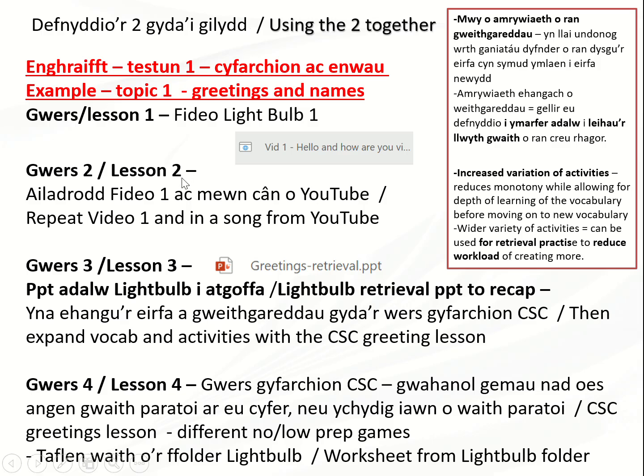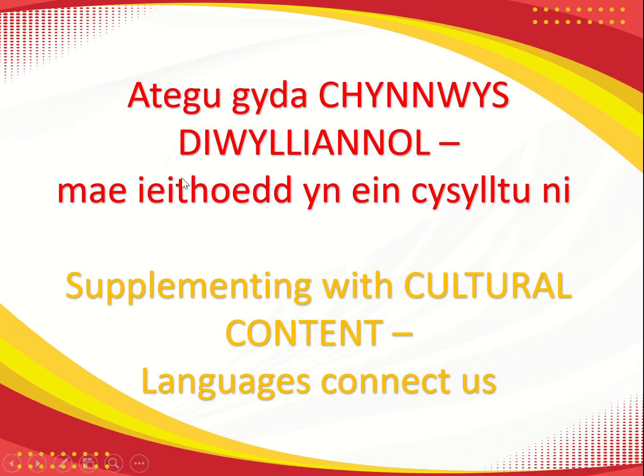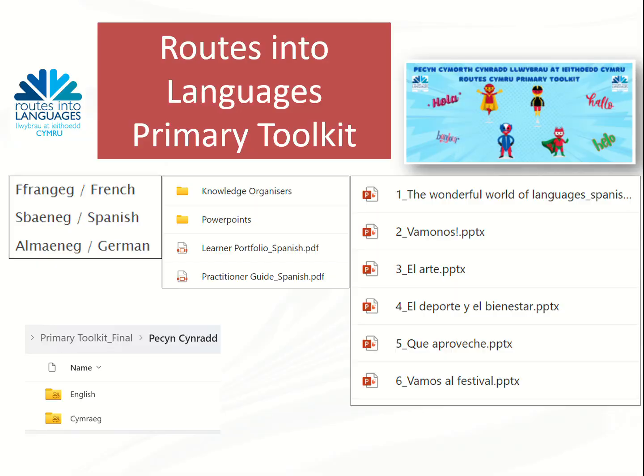What I want to show you next then is how you can supplement that with cultural content as well. It's so important, when we think about Languages Connect Us, that we make sure we look at the culture of different countries, and in particular the culture of the countries where the language we're studying is spoken. There's something that's been created to help teachers straight away with this, and it's a toolkit that was created by Roots into Languages.